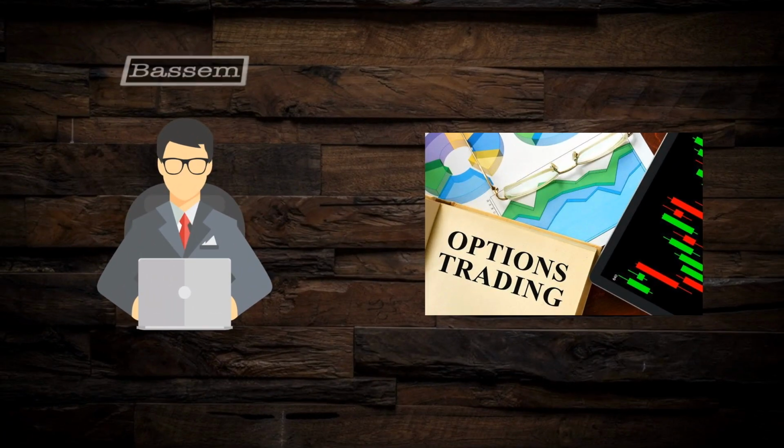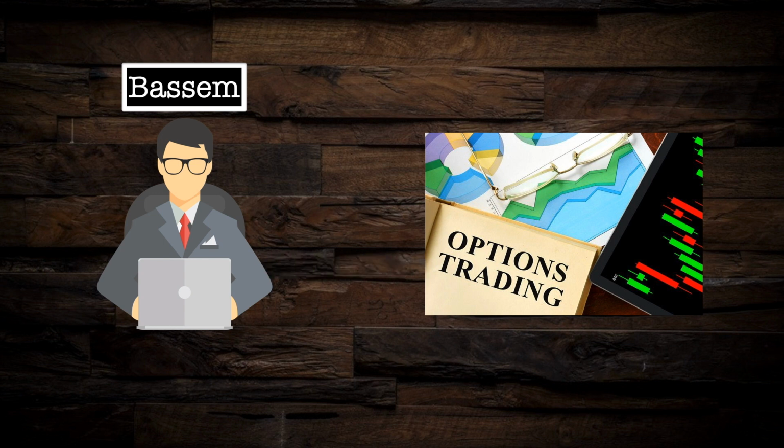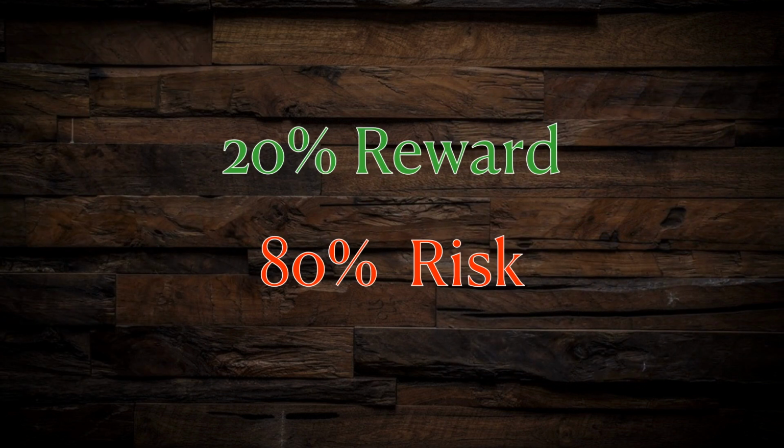The example that Bassem just described is a great way to pull in small amounts of premium in a short period of time with a very high probability of success. But this does make your capital requirement quite high in relation to your max gain. I trade options with a smaller account, so one of my favorite ways to set up this strategy is to collect a bit more premium and aim for a 20 to 80% risk to reward ratio.